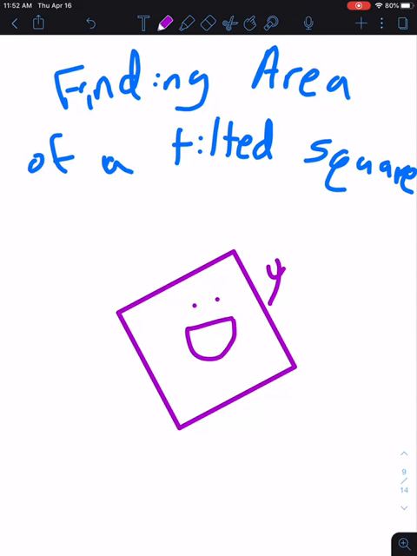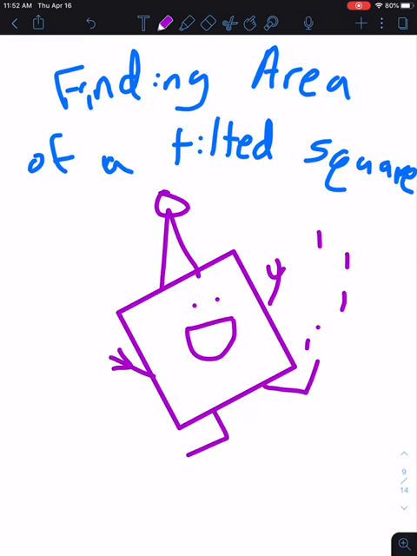Tilted squares are happy squares. They're stoked on life. They dance around and they do fun things. It's awesome. Woohoo! Party hat for the tilted square, confetti everywhere, all right?